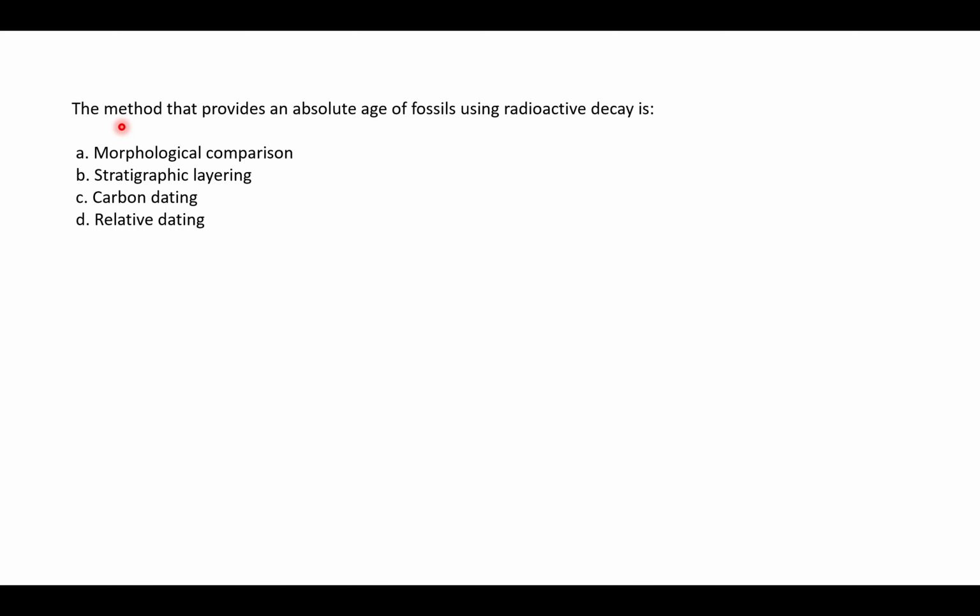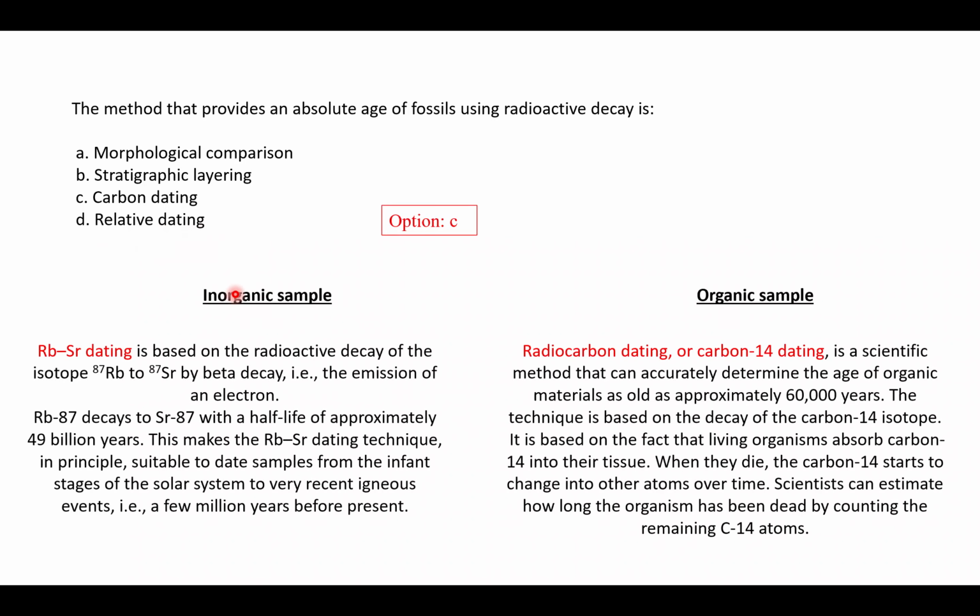Another one, this one I have also discussed in week one. What is the method that provides an absolute age of fossil using radioactive decay? Is it morphological comparison, stratigraphic layering, carbon dating, or relative dating? Carbon dating. Yes, carbon dating. Okay, so you people know it's carbon dating. Yes, so the answer is correct. Option C, carbon dating.